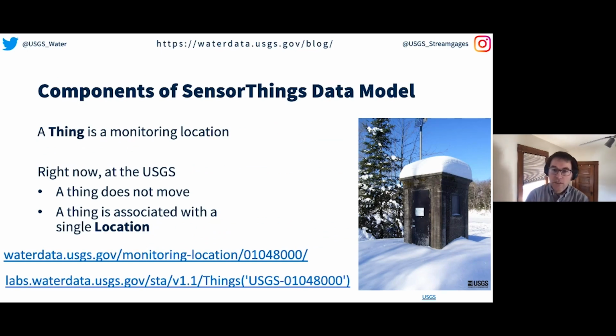At the USGS, our things, in this case, we'll start with the things part, are fixed locations, are monitoring locations. Each thing is a single location. Here we have location 0104800, the Sandy River near Mercer, Maine. We maintained the familiar identifiers for monitoring locations in SensorThings, so it's easy for you to find your favorite locations if you know the site identifier. You can see that identifier there at the bottom of the slide.